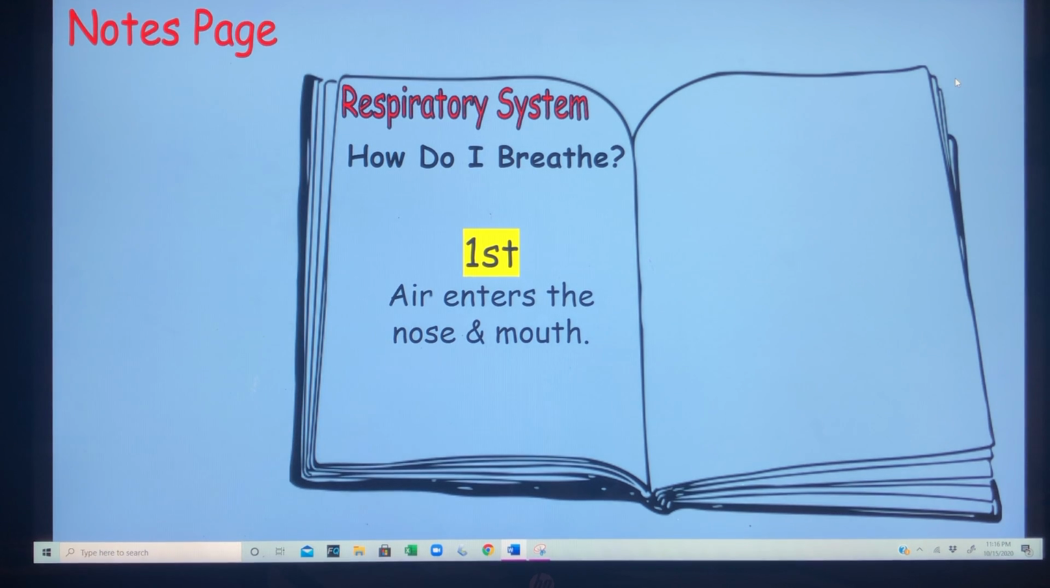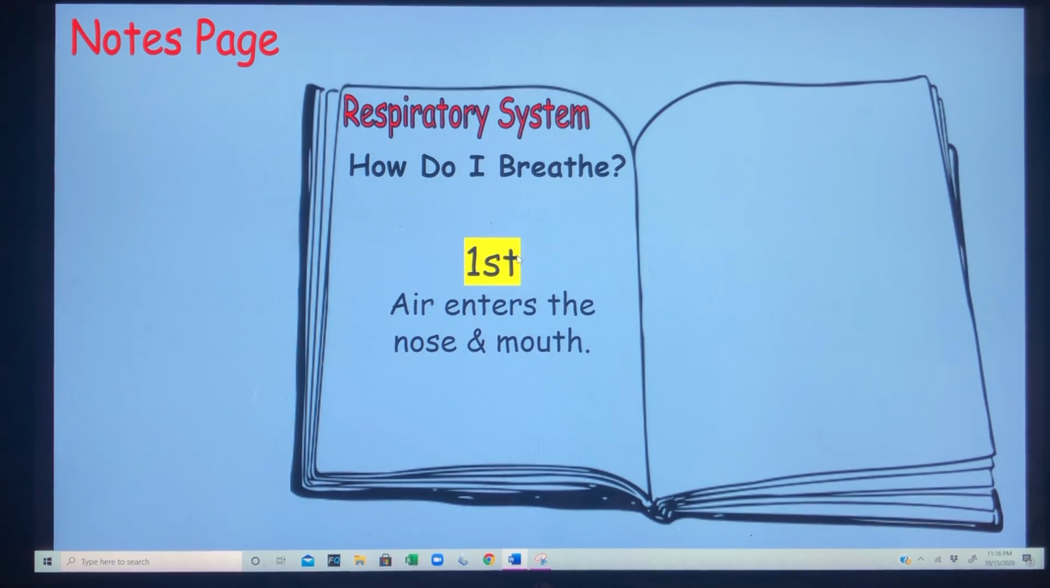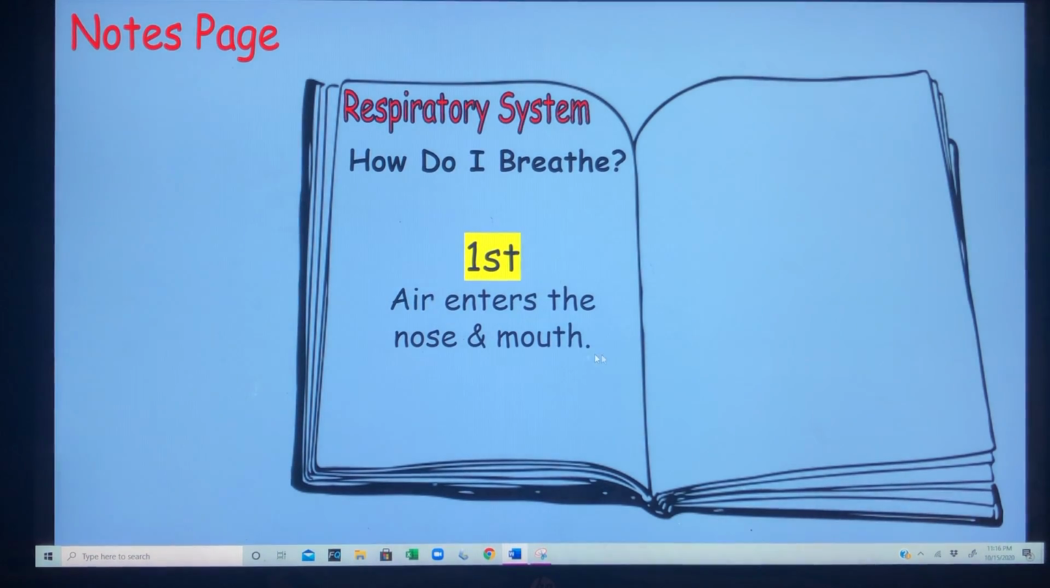For your entry, please put first at the top and air enters the nose and mouth.